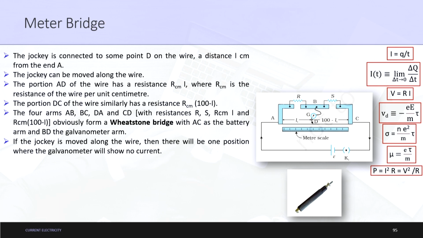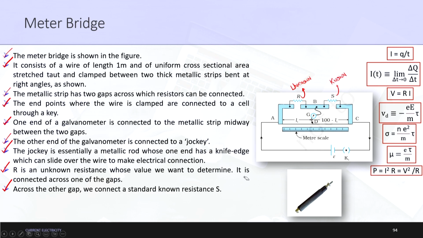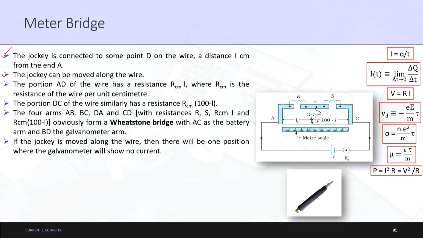So the jockey is connected to some point capital D on the wire at distance L centimeters from end A. The jockey can be moved along the wire, as I explained. Why? As it has a knife edge, which can slide over the complete metal wire.